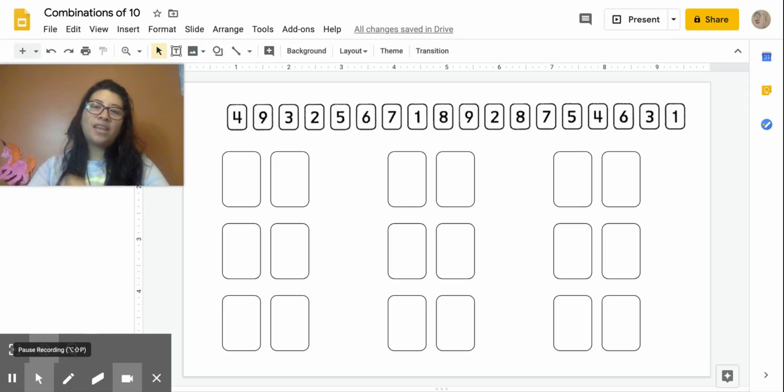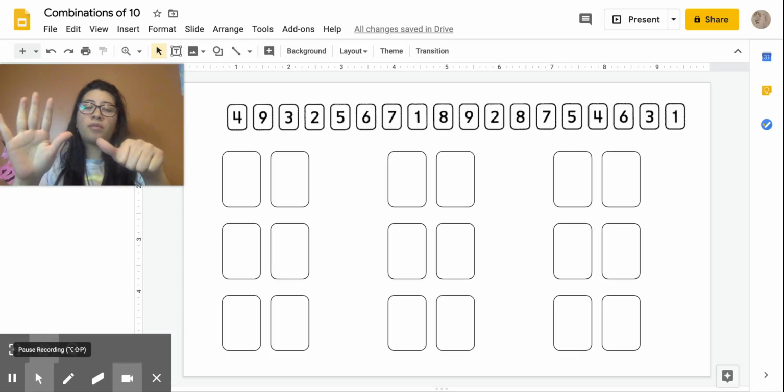Hi guys, today we're going to review combinations of 10. Combinations of 10 is really just another way to say friends of 10. And we already know what friends of 10 are. Friends of 10 are two numbers that you put together to make 10. For example, if I have the number 6, the friend of 6 to make 10 is 4.